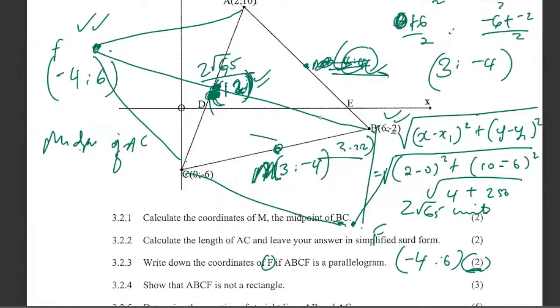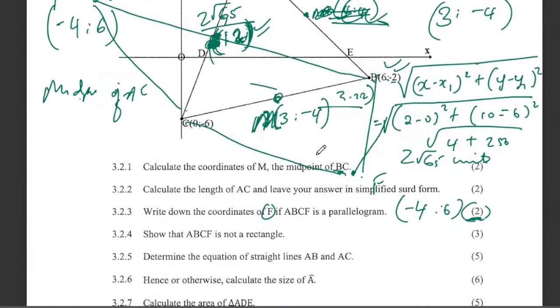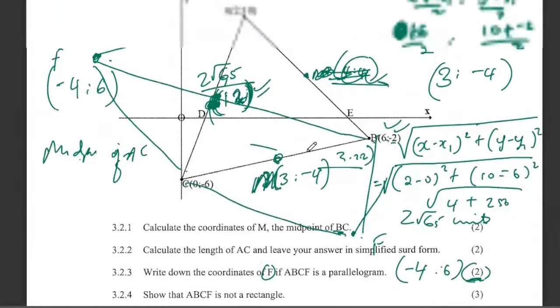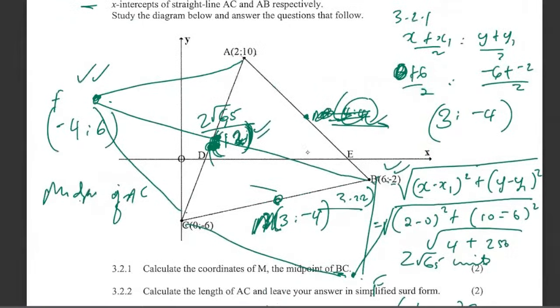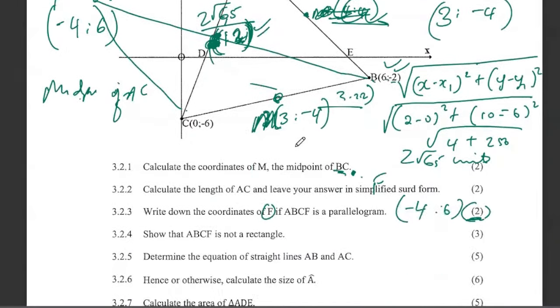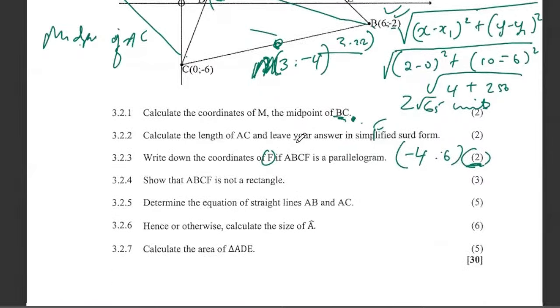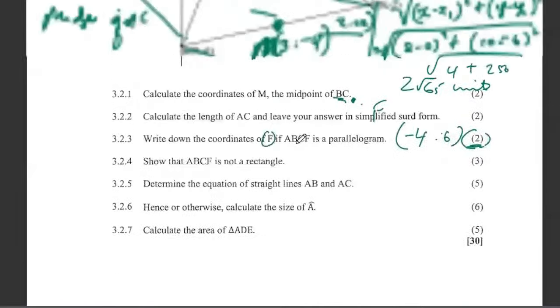I don't know why they gave it 2 marks, yet I feel like there is a lot of work to be done. Then can we show that ABCF is not a rectangle? Okay, so if we're looking at ABCF, it's not a rectangle. We just need to prove that there's no 90 degree. Use any two sides. I can look at maybe AB and BC. Find the gradients and then multiply the gradients. If I don't get a negative 1, then there's no 90 degree. Then I'll know that it's not a rectangle.